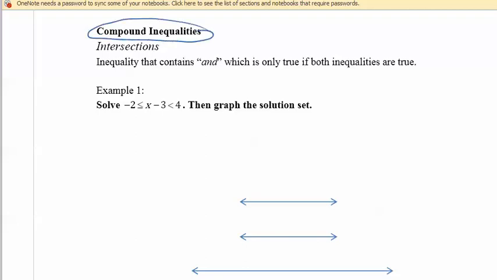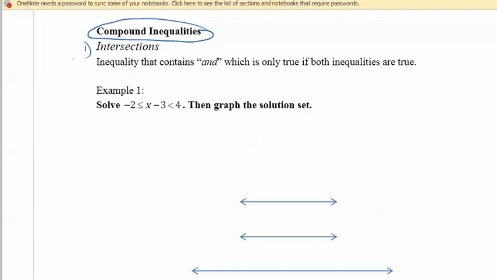Okay, so compound inequalities. There are two types, and the first one that we're going to look at is called an intersection. The other type is called a union, and we'll look at what that means later. So we have two types, intersections or unions.